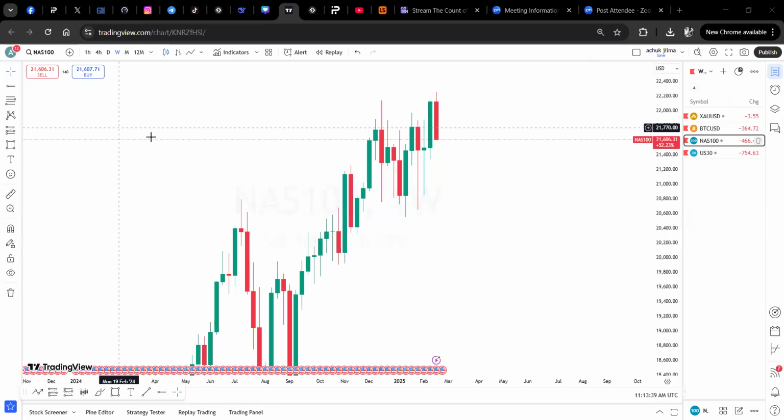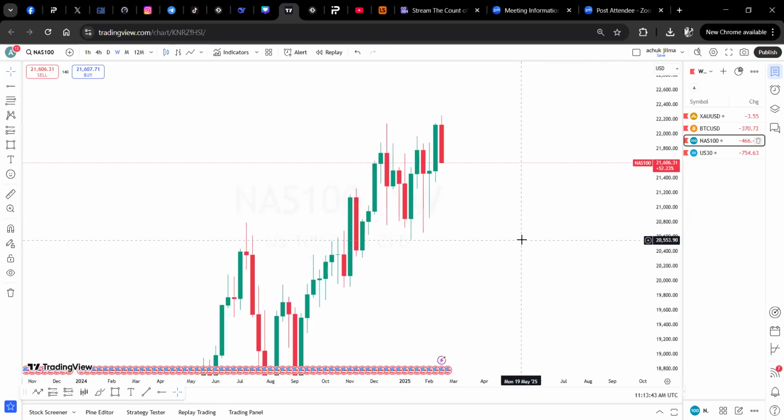So this week is the last trading week of the month, and we are going to look at some interesting pairs. We'll look at futures, gold, BTC, and then the index. Starting with NAS 100, we want to analyze it.